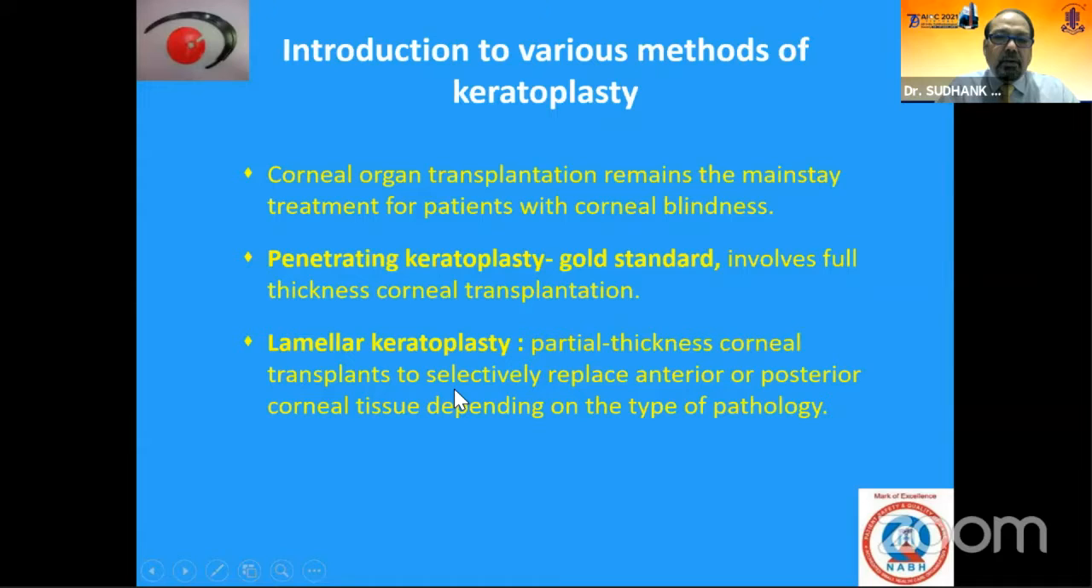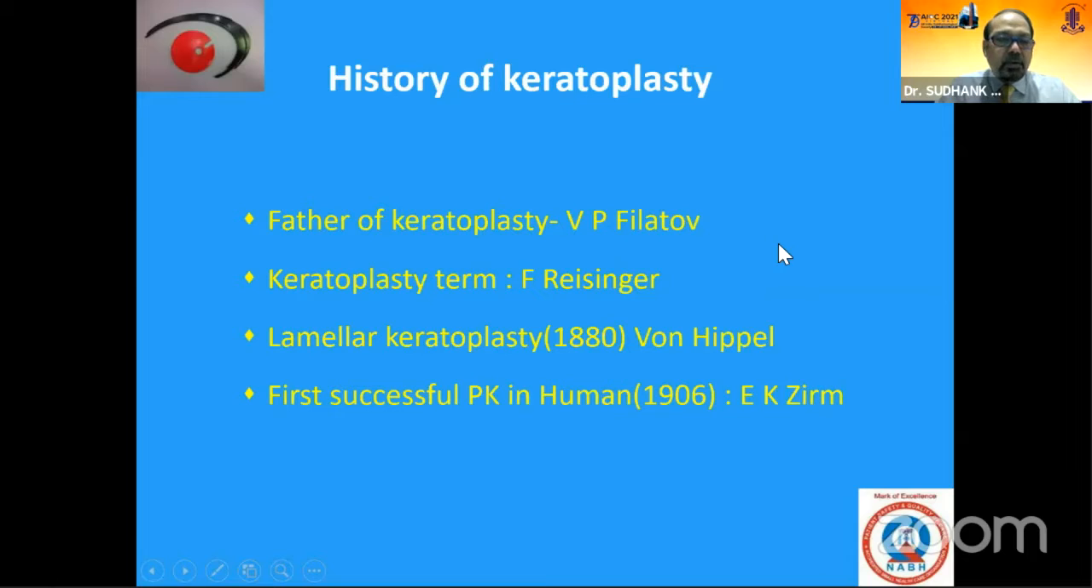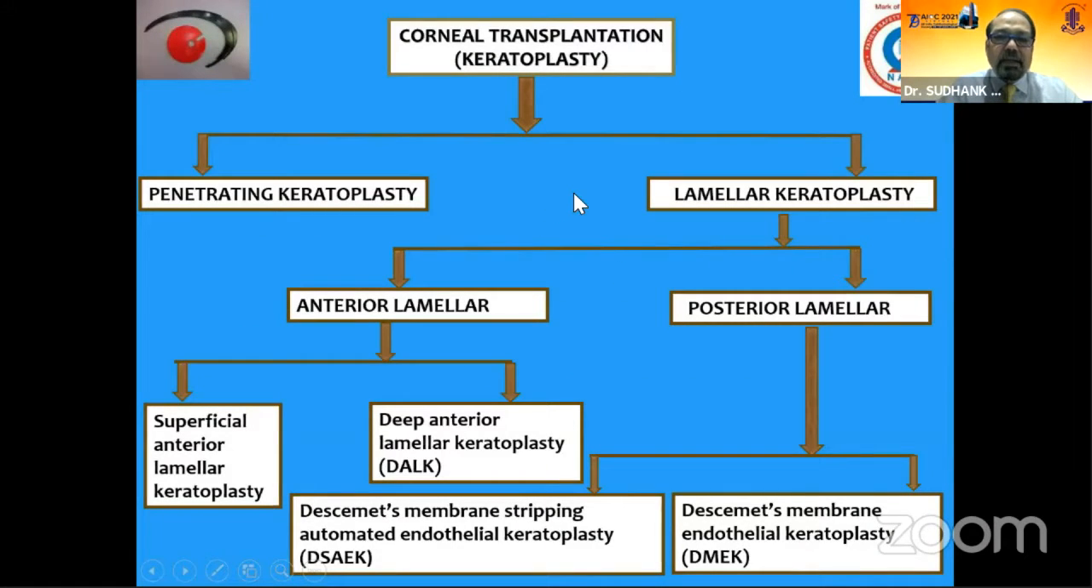Various methods of keratoplasty: corneal organ transplantation remains the mainstay treatment for patients with corneal blindness. Penetrating keratoplasty is the gold standard and involves full thickness corneal transplantation. Lamellar keratoplasty is a partial thickness corneal transplant and depends on the pathology. The history of keratoplasty goes back, and the father of keratoplasty is Filatov. In our armamentarium, the main type is full thickness or penetrating keratoplasty, and second is lamellar keratoplasty, which can be divided into anterior and posterior. Anterior lamellar includes superficial anterior lamellar keratoplasty and deep anterior lamellar keratoplasty, which is pretty common. For posterior lamellar, it is DSEK or DMEK, depending on the thickness of the tissue used.